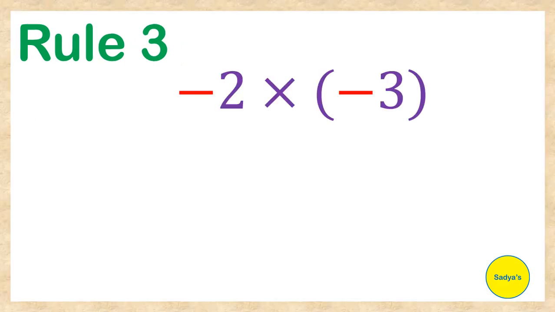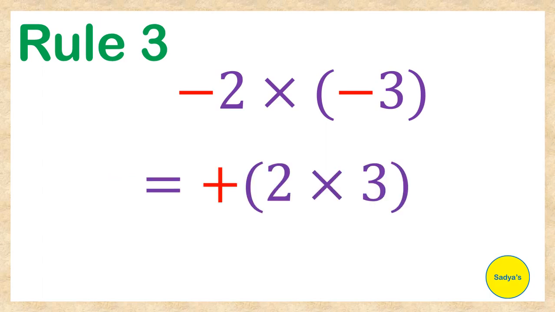For example, negative 2 multiplied with negative 3. Since both the numbers are negative, the answer would be a positive number. So we can write the positive sign and we can multiply the numbers together, 2 into 3, which is 6. So the answer is plus 6. We can simply write the answer as 6 and skip the positive sign.